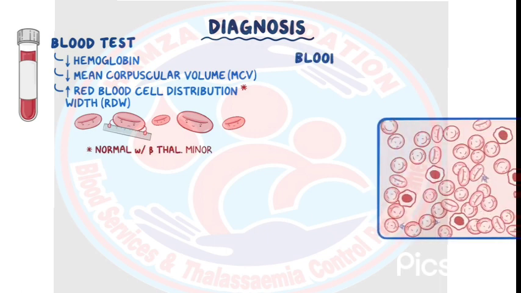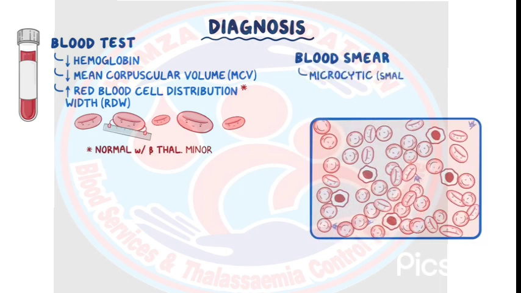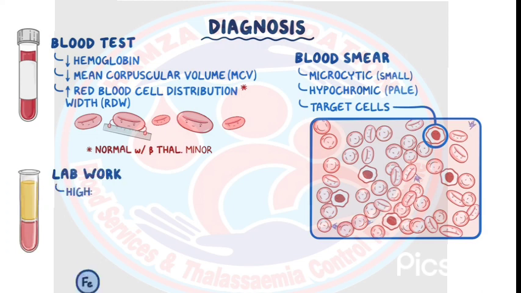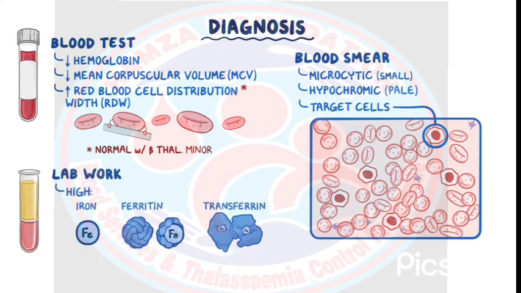The peripheral blood smear shows microcytic or small and hypochromic or pale red blood cells. There are also target cells, which are small red blood cells that look like bullseyes due to scrunching up of the excess cell membrane. Lab work may also show high serum iron, high ferritin, and a high transferrin saturation level.